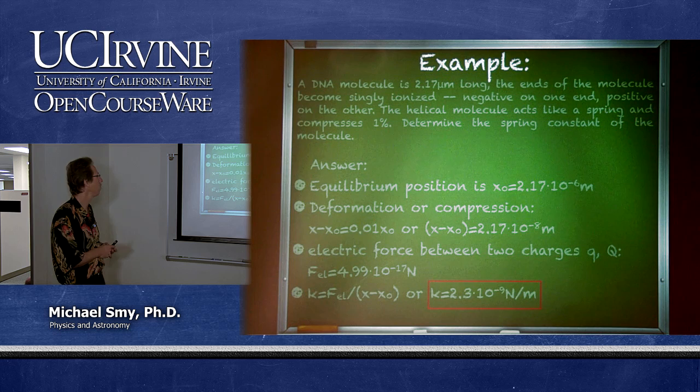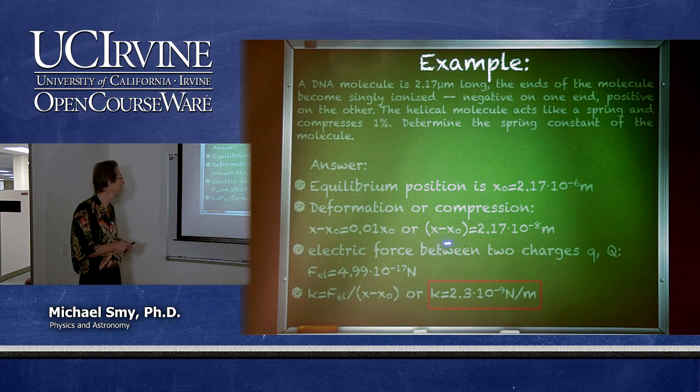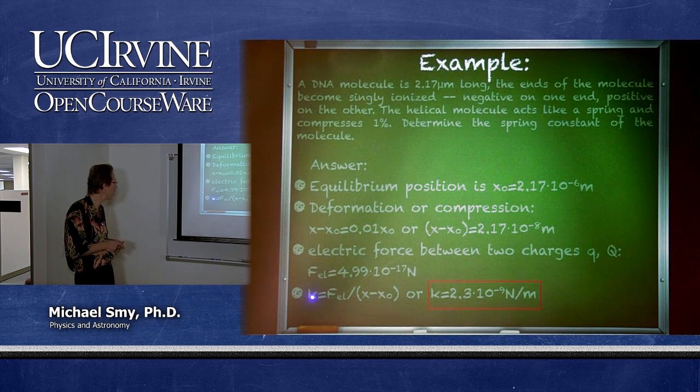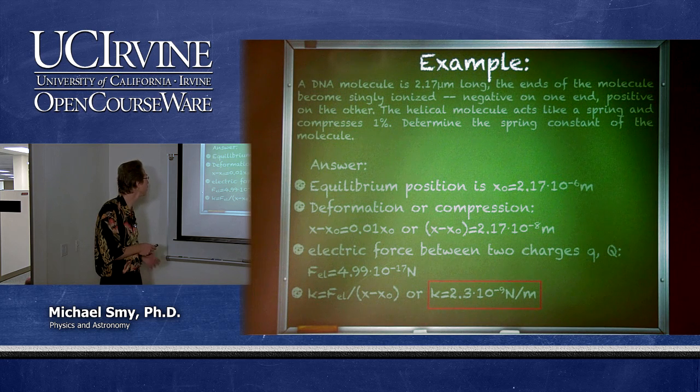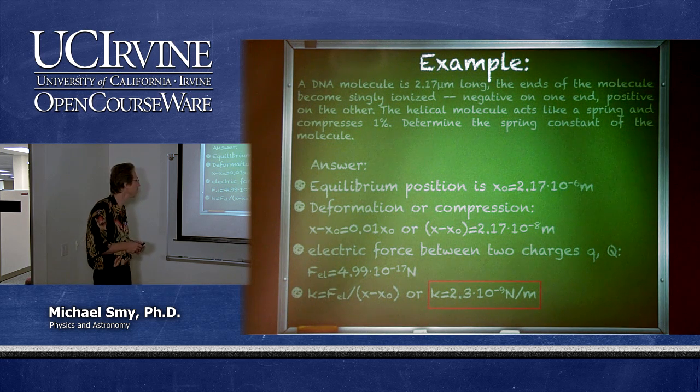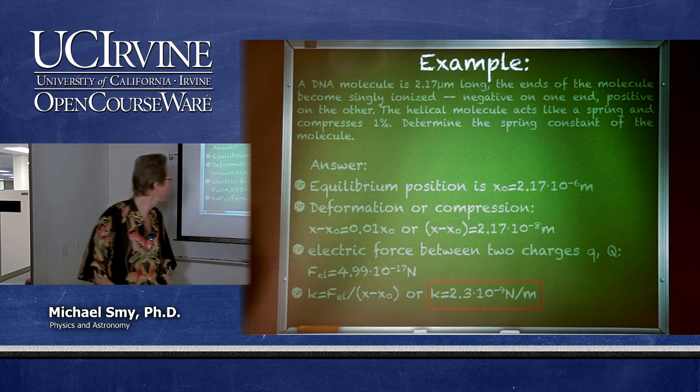Now that we have both the deviation from equilibrium as well as the force, we can calculate the spring constant k as the ratio of those two. So it is 4.99 times 10 to the minus 17 newtons divided by this 2.17 times 10 to the minus 8 meters, and that is 2.3 times 10 to the minus 9 newtons per meter.